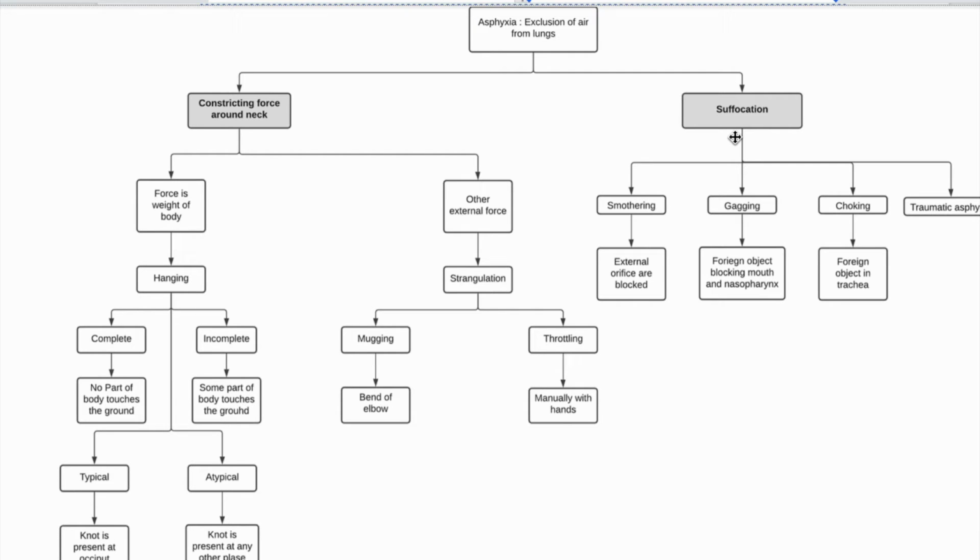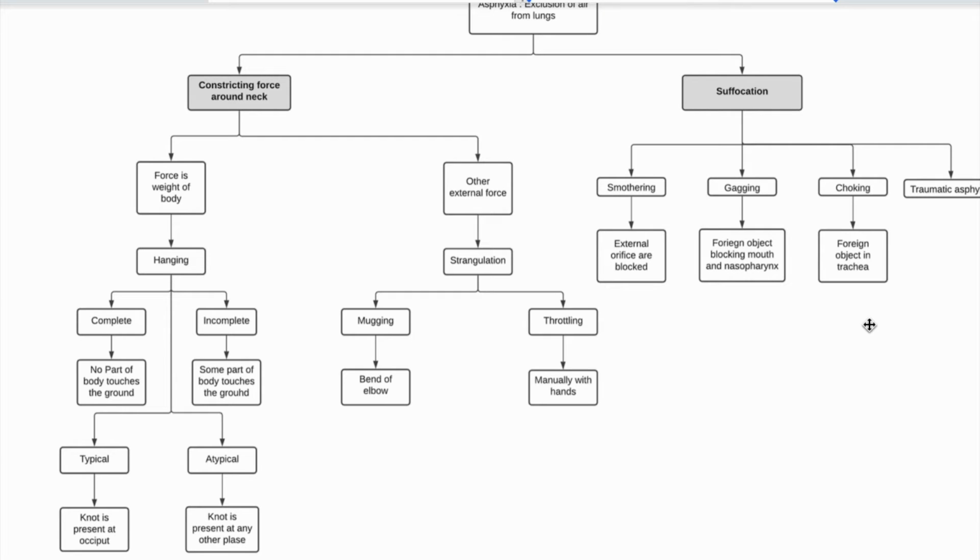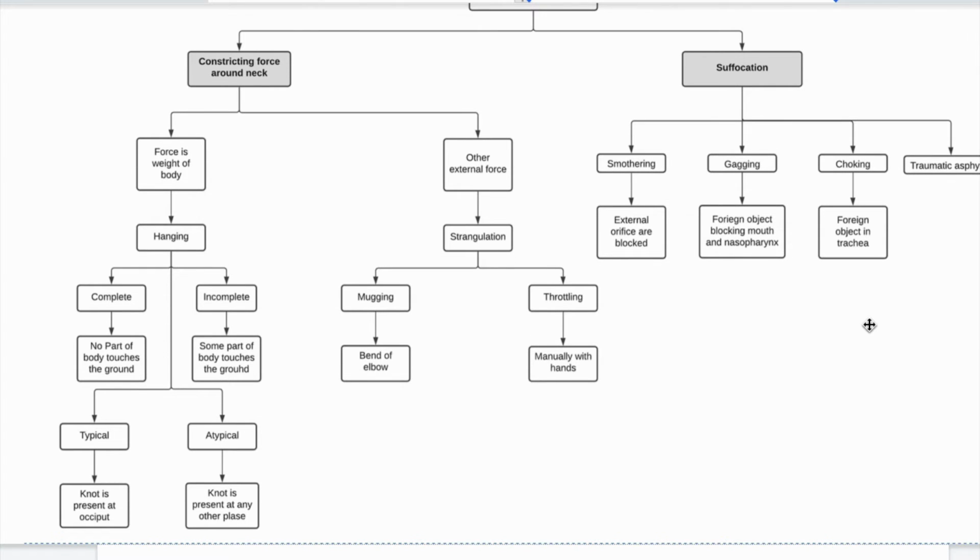Suffocation is an external factor which is causing exclusion of air. It can be smothering when external orifices are blocked, gagging when a foreign object is blocking the mouth and the nasopharynx, not allowing the person to breathe. Choking is when the foreign body is placed in the trachea. The person choked while eating food in the restaurant. And there is traumatic asphyxia when the building falls on the chest of the patient and he is not able to breathe because the chest cannot expand.